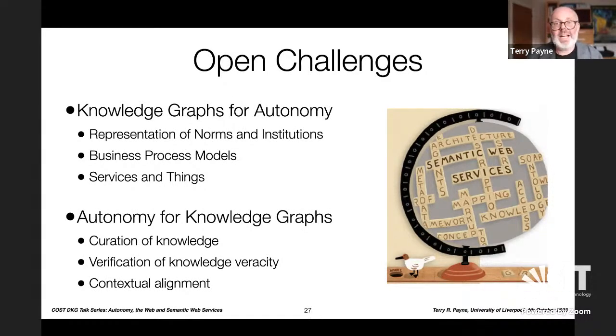I've had great conversations recently with colleagues about this, where you think about knowledge graphs, how they differ from the traditional semantic web and how they can be used for autonomy, because we still have that desire within autonomous systems to be able to describe services or even things. There's the whole Internet of Things and Web of Things.